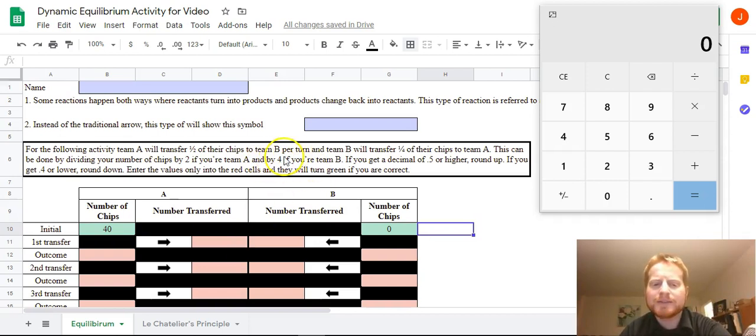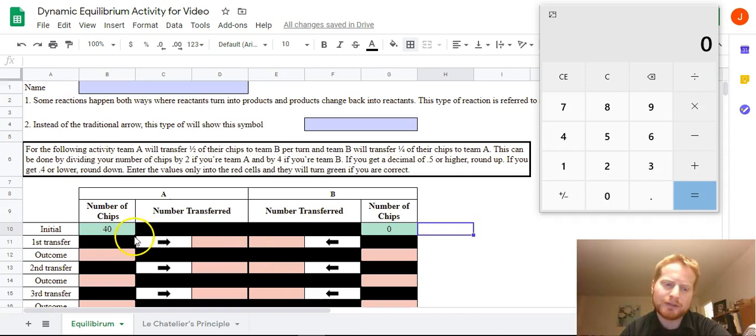And if you read the directions, it says that we're trying to simulate equilibrium, just like in the video. And we're starting off with 40 of the particles for reactants, and we have no products to begin with. And we want to do these transfers, and the directions say you're supposed to do half of A each time, and you'll transfer a quarter of B each time. These middle lanes are where you do the transfer.